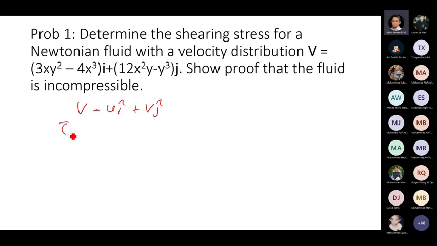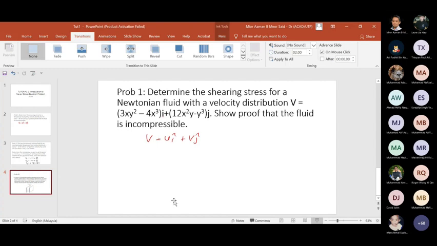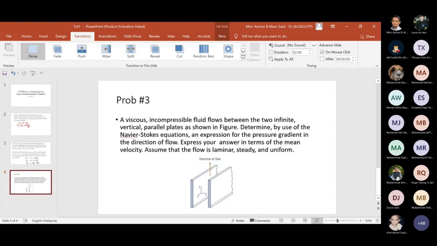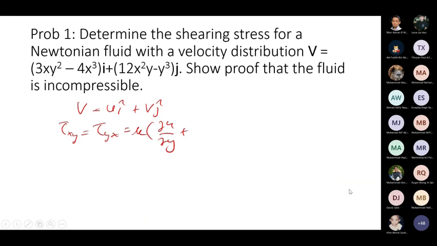So the shear stress xy, on the surface xy and yx, is equal to the viscosity times partial u over partial y plus partial v over partial x.